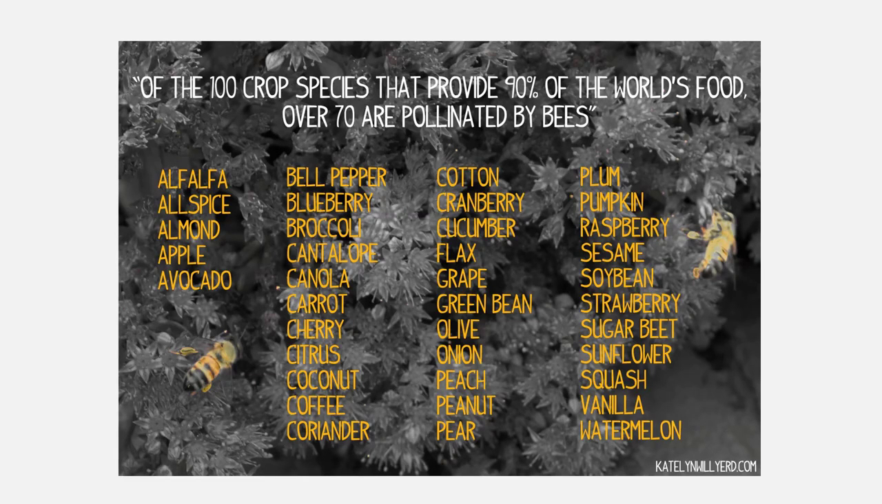And I know that most people don't need to be reminded, but of the 100 crop species that provide 90% of the world's food, over 70% are pollinated by bees. So we really need to be very careful about pesticides and other things that can stress out the bees when gardening.